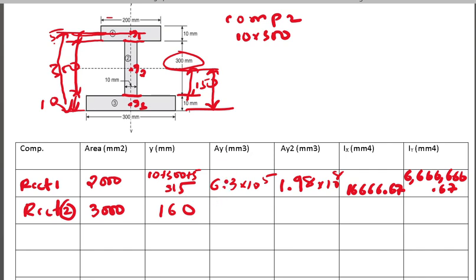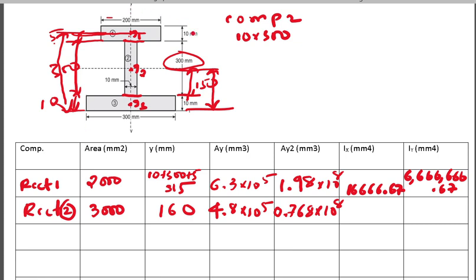Next, multiply a into y. You will get 4.8 into 10 to the power of 5. In a similar manner, next ay into y, you will get 0.768 into 10 to the power of 8. Next, you have to calculate the values of ix2 and iy2.